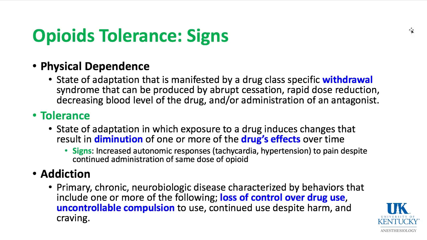Tolerance is when you adapt to the exposure of the drug such that you have less and less effect of the drug over time. They don't work as well, or it takes more and more of a drug to have an effect. And the signs of that with opioids would be that despite the fact that you're giving the same amount of an opioid to a patient with pain, it's not working as well. And they have more autonomic responses indicative of pain, like tachycardia or hypertension, despite that you're giving that same dose of opioid. That would be tolerance.